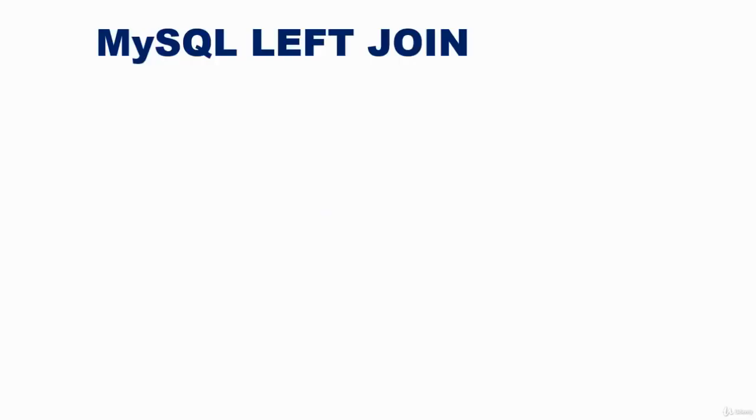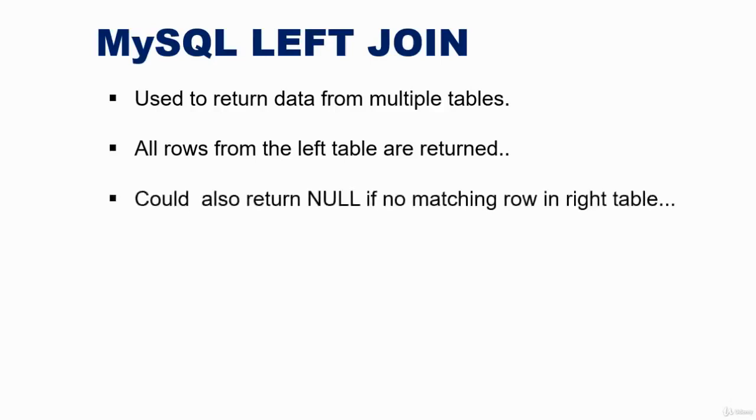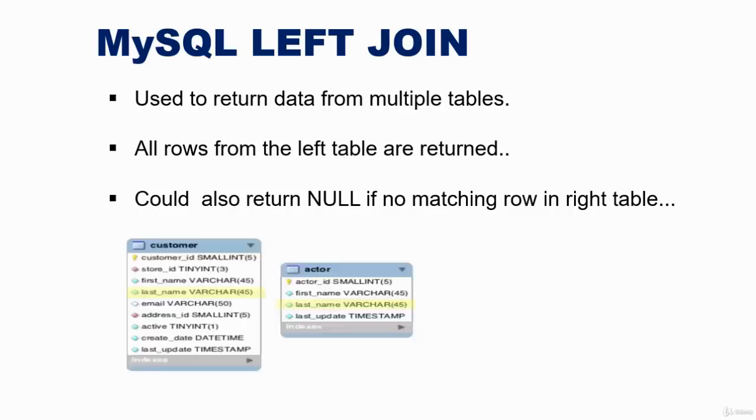The left join is used to return data from multiple tables. It is called the left join because all the rows from the left table are returned, even if there is no matching row in the right table. If there's no matching row in the right table, this could result in null values that will appear in any columns returned from the right table.